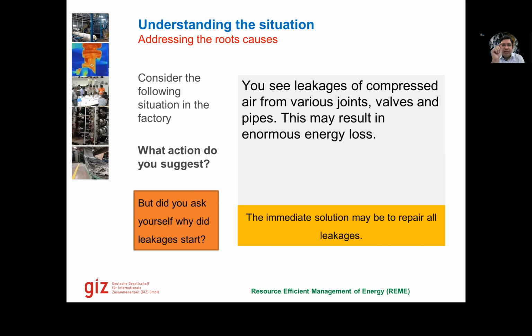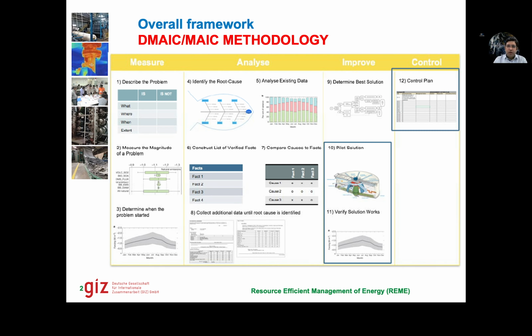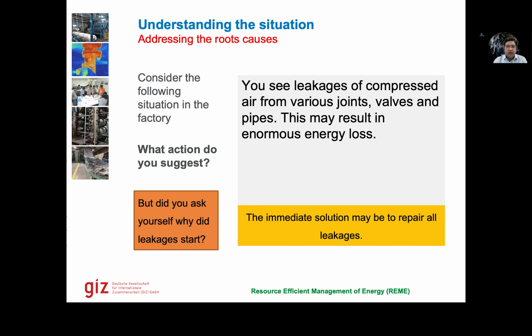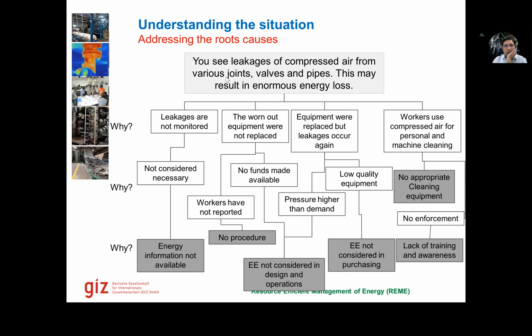So remember the DMAIC slideshow, which says that you need to ask when and why this started. You remember this point number 3: determine when the problem started. Okay, and how did it start? So asking this question, why, how, and when did it start, is very important. So for example, you see leakages, and the reasons might be, for example, the equipment is worn out, or the equipment was replaced but the leakages occurred again, or you see that workers use compressed air for personal and machine cleaning.